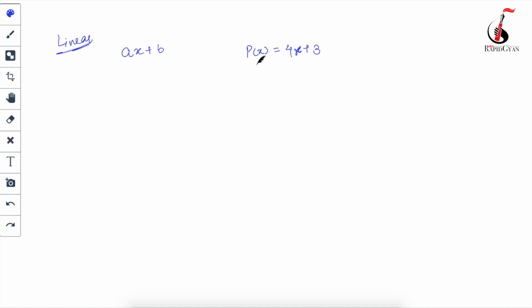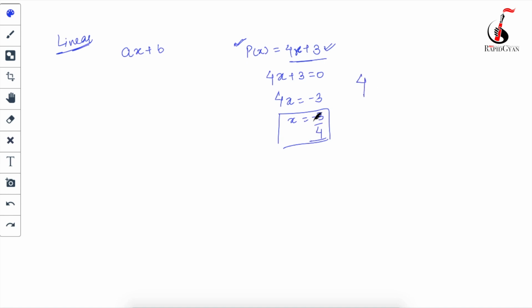In order to find the zeros of this polynomial, I will have to write 4x + 3 = 0. So 4x = -3 and x = -3/4. This is the zero of the polynomial 4x + 3. It means if I replace the value of x with -3/4, this should give me 0.